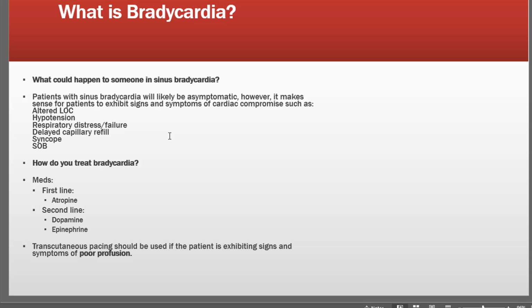So how do you treat it? The first line is atropine, and the second line is dopamine and epinephrine. Also, if they're not getting perfused well, then you may use transcutaneous pacing.